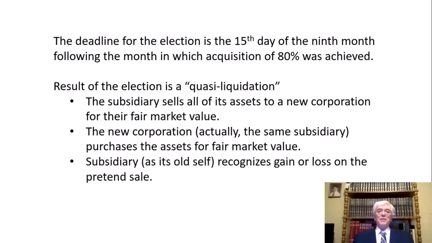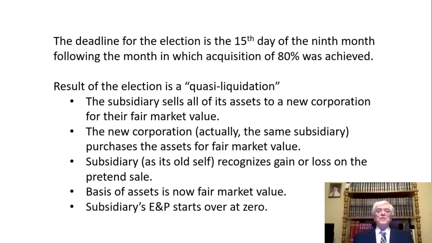Subsidiary, as its old self, is going to recognize gain or loss on this pretend sale, and the basis of the assets held by the new subsidiary in its new identity is the fair market value of those assets. Subsidiary's earnings and profits is wiped out and starts over at zero. Possibly the elimination of earnings and profits is the reason to do this quasi-liquidation. If you have a chance and you can wipe out $3 million of E&P, that might be reason enough to do it, depending, of course, on what kind of gains you have to recognize in the process.